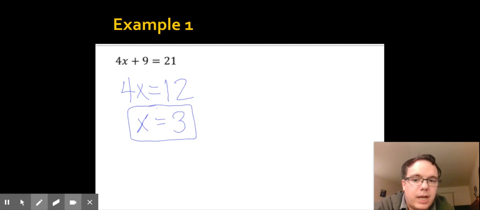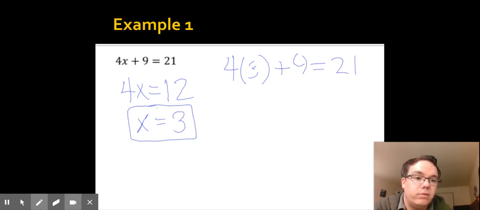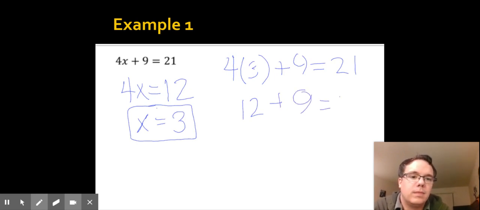I'm not going to make you check every solution, but remember you can check your solutions by plugging them back into the original equation. So if I plug the 3 value in for x and then simplify, we can make sure that our solution is correct. So now I just have to simplify by using the order of operations. So I'm going to multiply first. 4 times 3 is 12. And 12 plus 9 is 21.